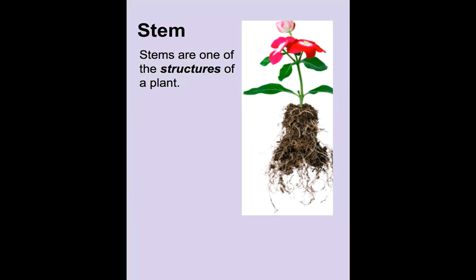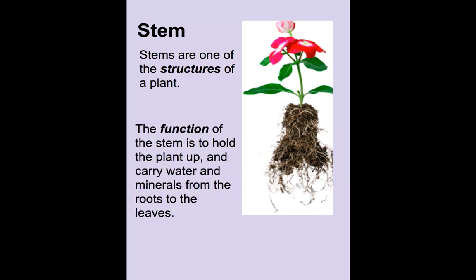Another structure of a plant is the stem, and we've already talked about the stem, and we know the function of the stem is to hold the plant up, and it also carries the water and minerals that the roots sucked up. It carries those water and minerals up to the leaves and the flower.